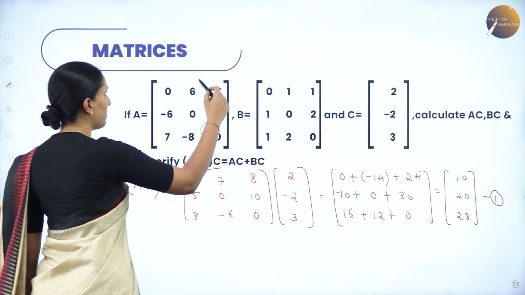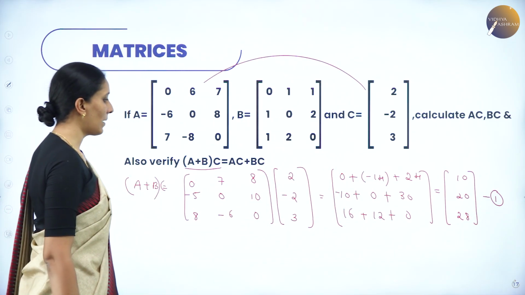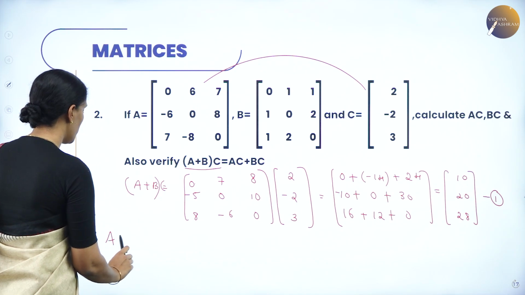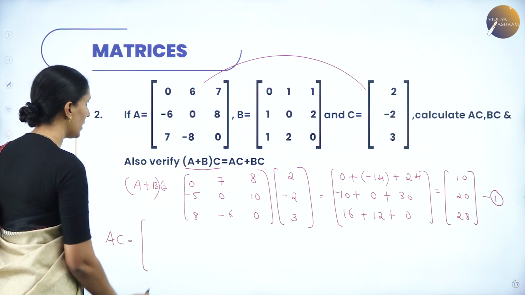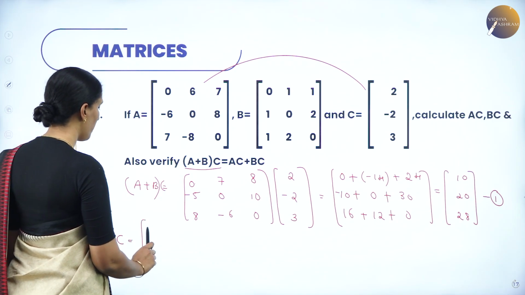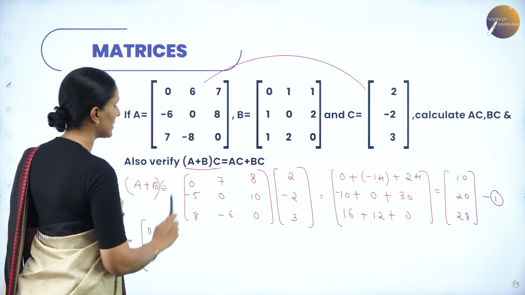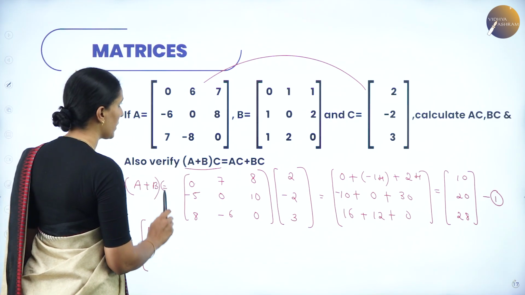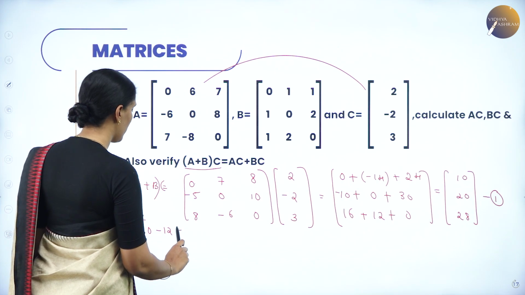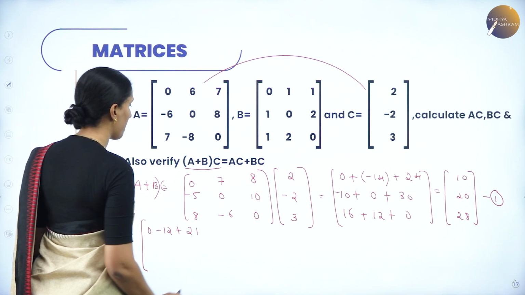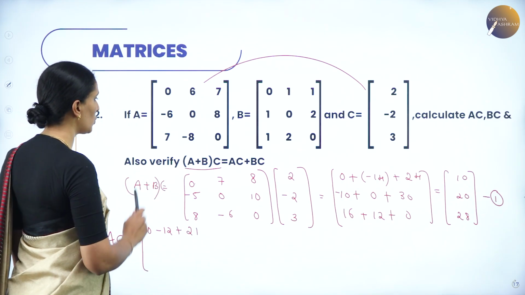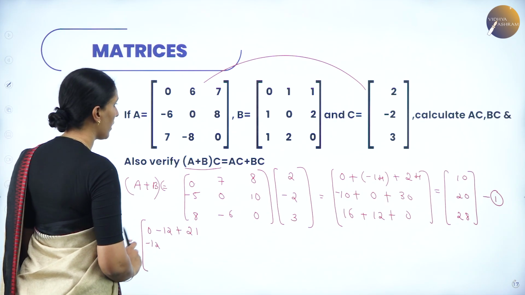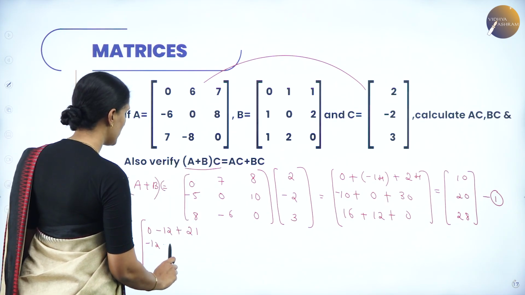Next, we need to multiply A into C. So, let's multiply A into C. So, what we'll get? A into C. So, 0 2s are 0. Next, 6 into minus 2, minus 12. 7 into 3, 21. Next, minus 6 into 2, minus 12. 0 into minus 2, 0.